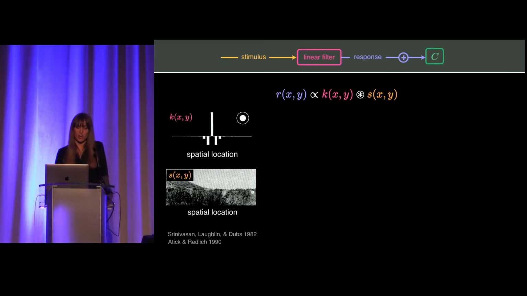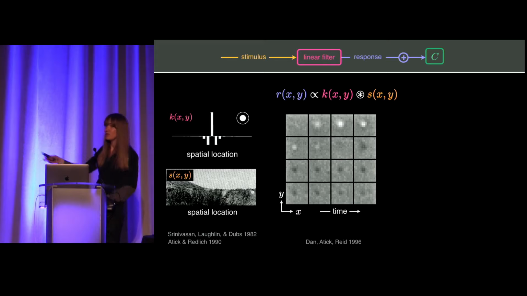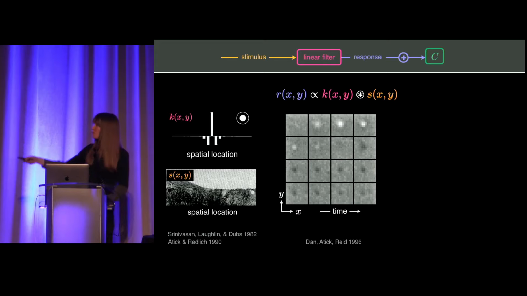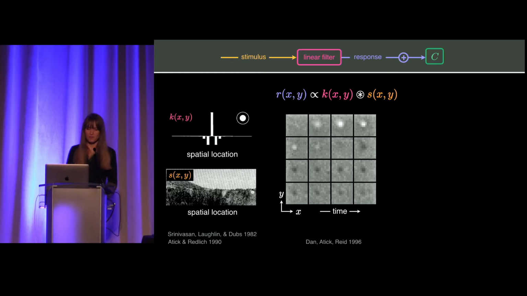You can work this out not just in space, but also in time. So if you include temporal correlations, you can work out that the optimal filter should have this center surround receptive field, but it should be biphasic in time, so that you start with excitation in the center that transitions to inhibition over time.